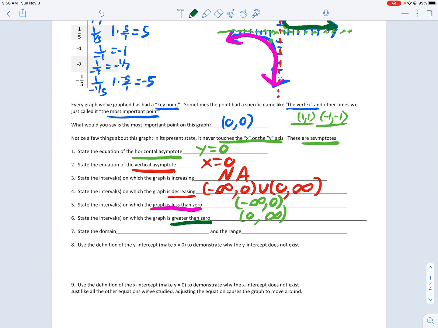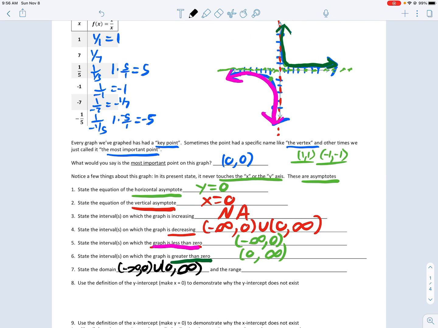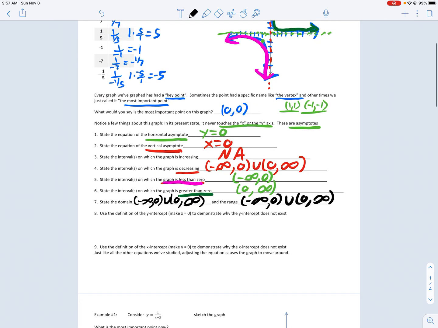So what's your domain? Well, your domain is every number but 0. So -infinity to 0, union, because we have to skip 0. What's your range? Every number, right? It goes all the way down to negative infinity. It skips at 0, then keeps going on. So it's every number but 0 as well. So you have to have a union. So notice, what values am I skipping? I'm skipping the asymptote. So the domain and range is every number but the asymptotes, because you have to skip those.